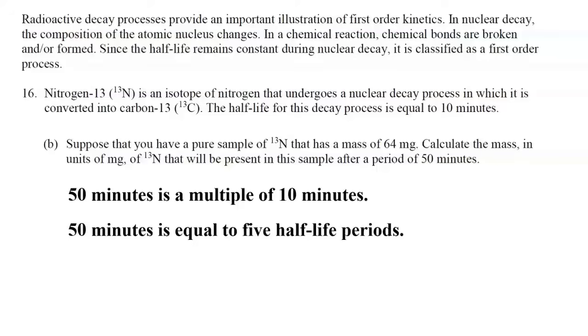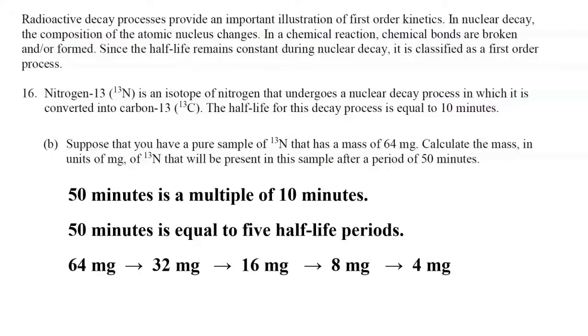If I start with 64 milligrams, one half-life period would go from 64 milligrams to 32 milligrams. Another half-life period would take it from 32 milligrams to 16 milligrams. Then I would have 8 milligrams, then 4 milligrams, and then finally 2 milligrams. That would be 5 half-life periods for a total of 50 minutes. So my answer to part B is 2 milligrams.